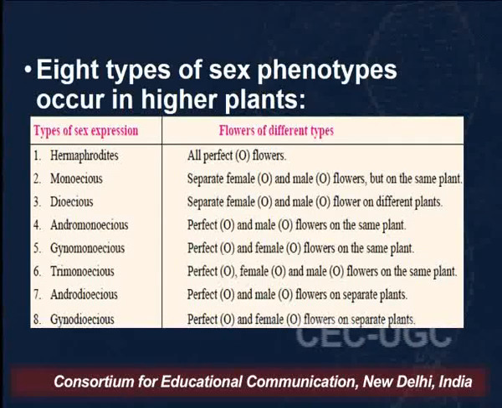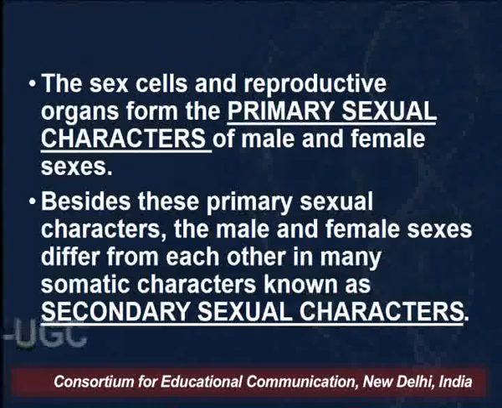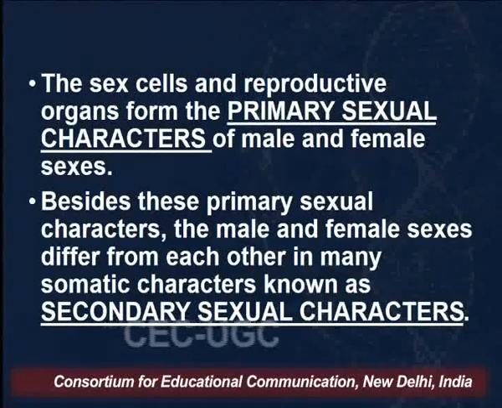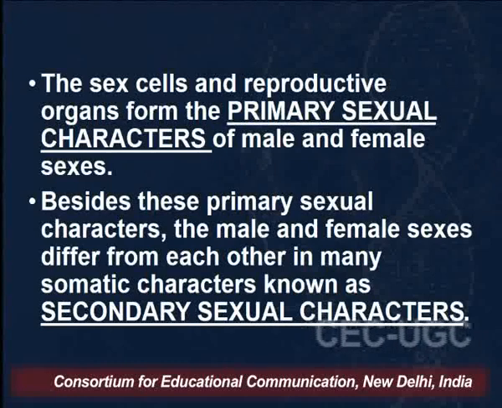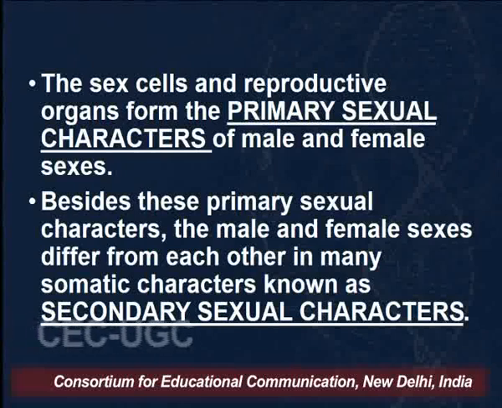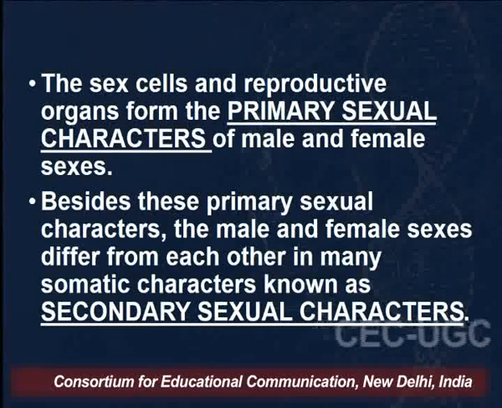And then you have the androdioecious, where you have perfect and male flowers on separate plants. And finally, the gynodioecious, perfect and female flowers on separate plants. So that means these are all the primary sexual characters that we are talking about. What about the other characters which are in addition to the sex cells and the reproductive organs? They are called the secondary sexual characters. Now the secondary sexual characters are basically the somatic characters and not the reproductive ones.